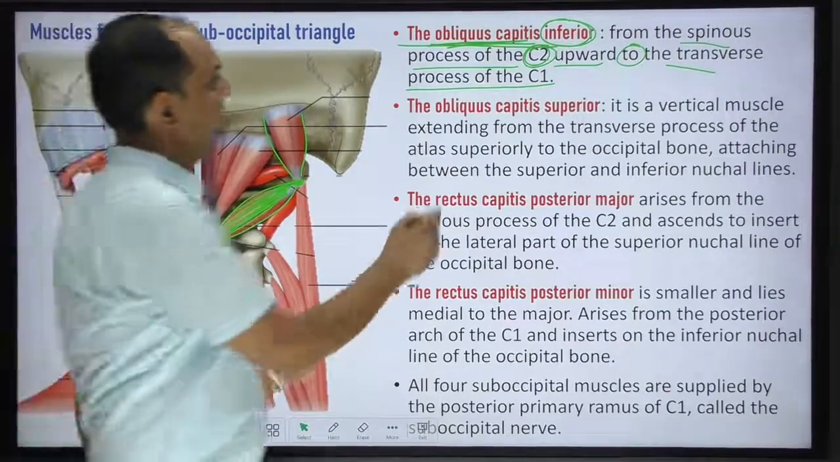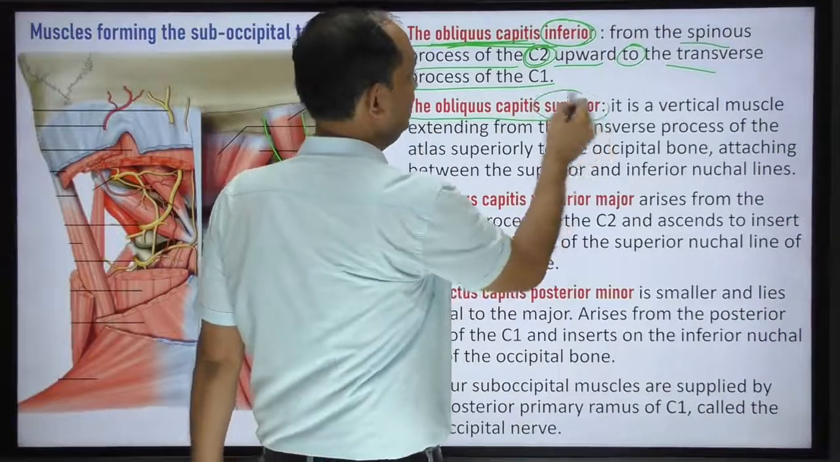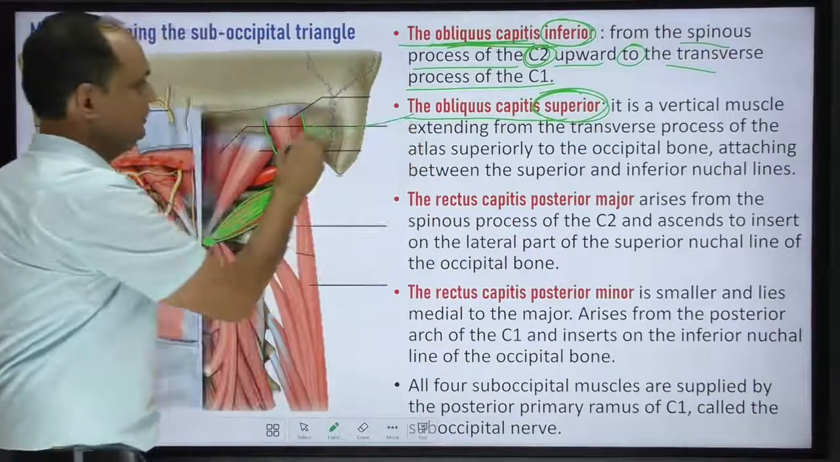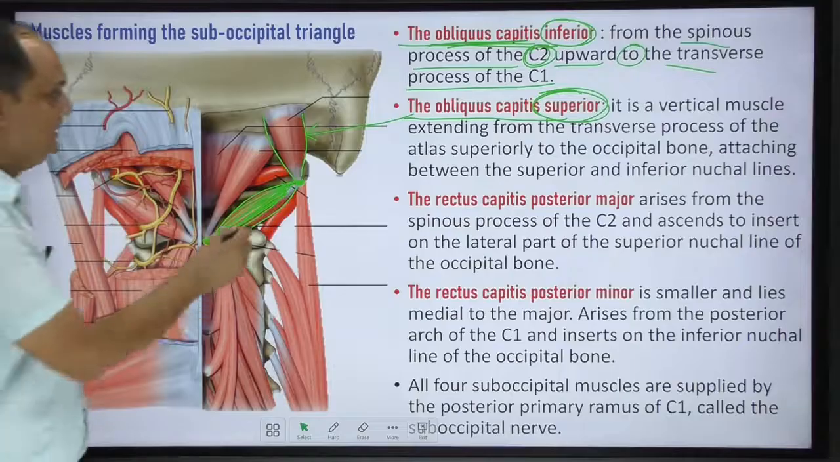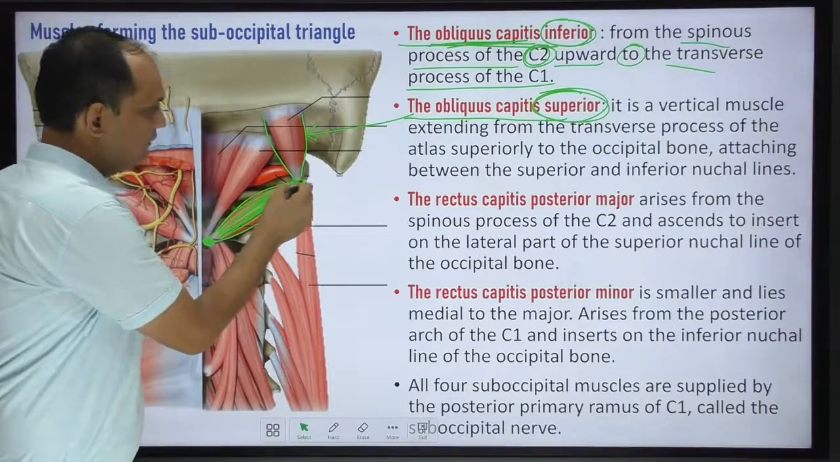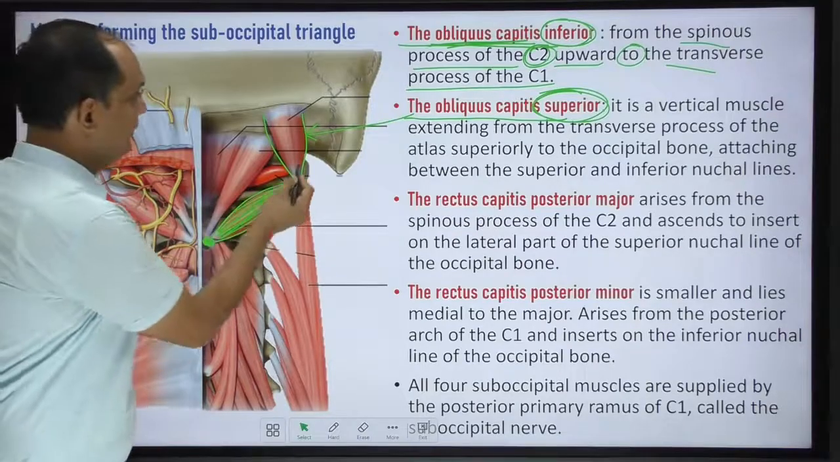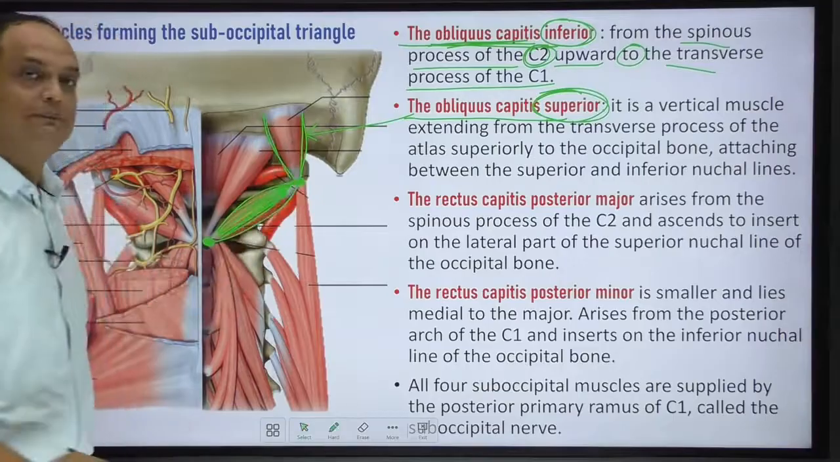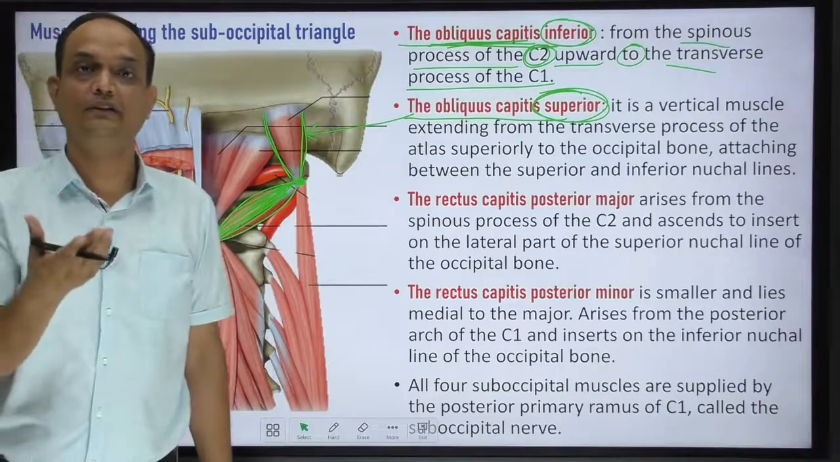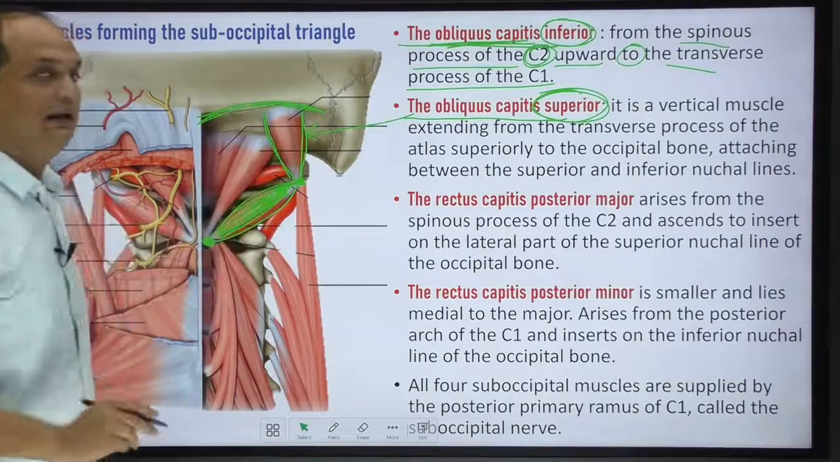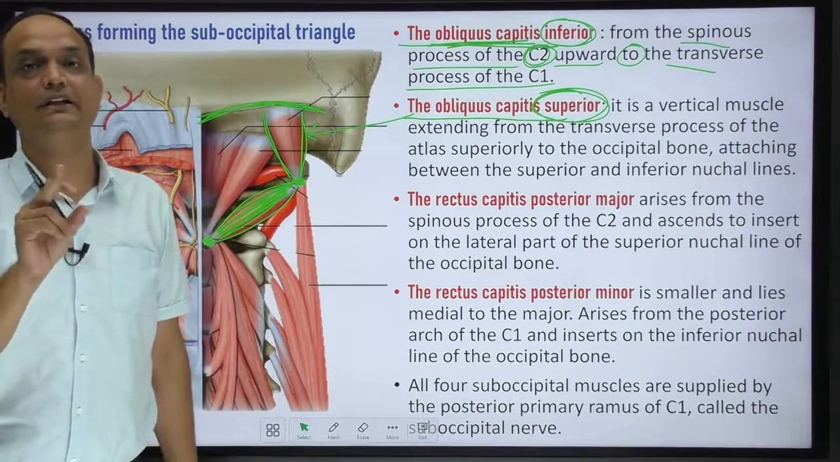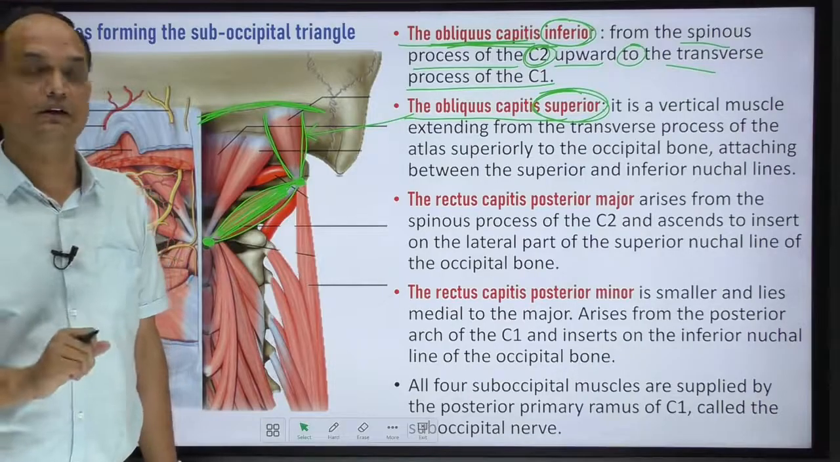Now the second is obliquus capitis superior. So where is the superior? This is the superior muscle. Now what is the attachment? Now it is easy. It starts from the transverse process of C1 and it is going towards the suboccipital region. Now where is the suboccipital region? This is your superior nuchal line. So it is present in the space between the inferior and superior nuchal line.